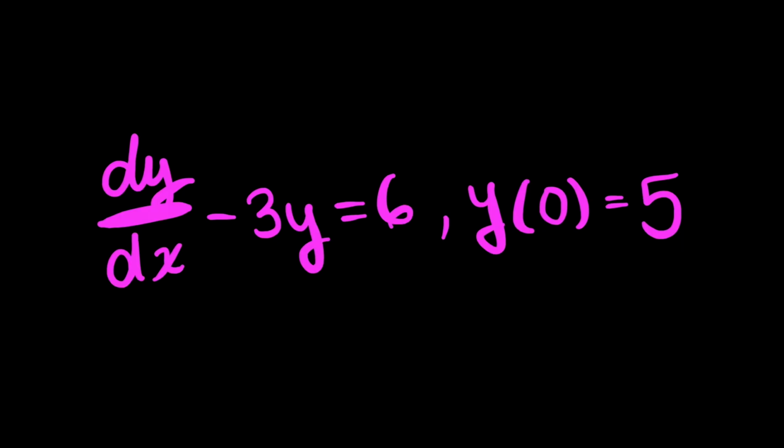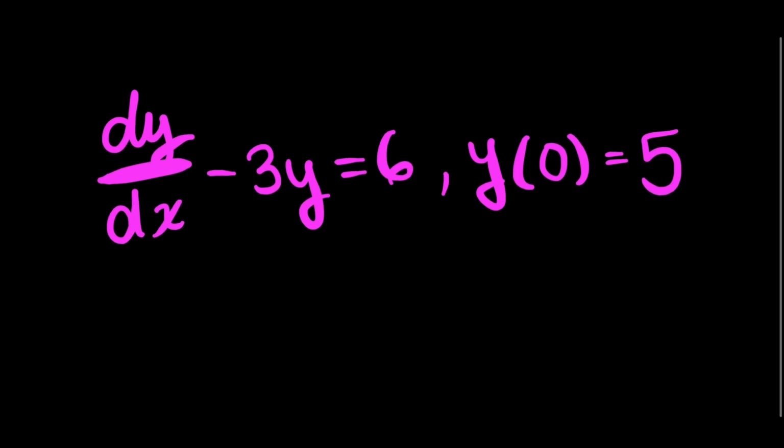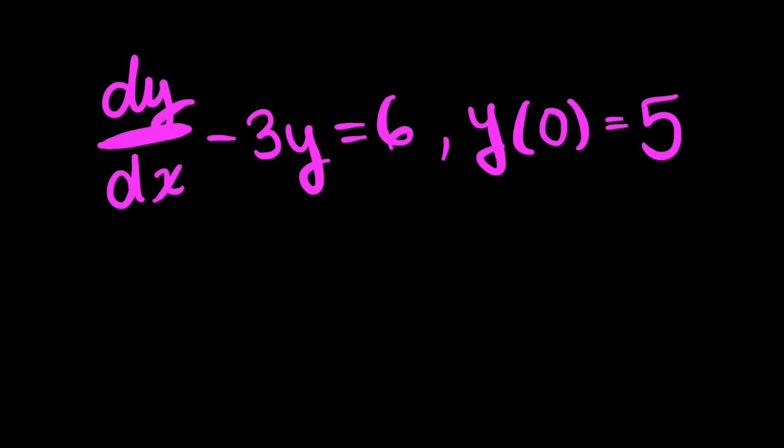Let's find the solution to this initial value problem. So looking at the differential equation, it's a first order separable differential equation. So let's start by solving that. What I'll start by doing is isolating my dy dx term by moving the negative 3y to the other side, making it positive.